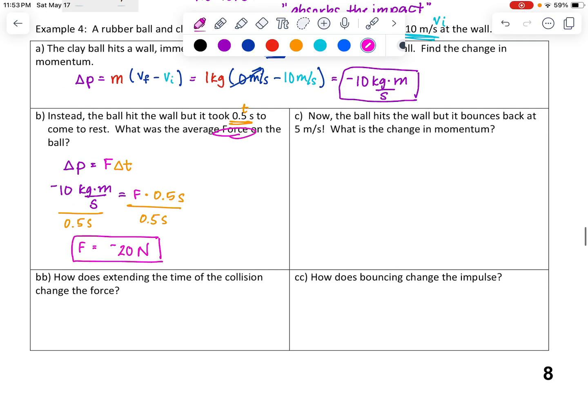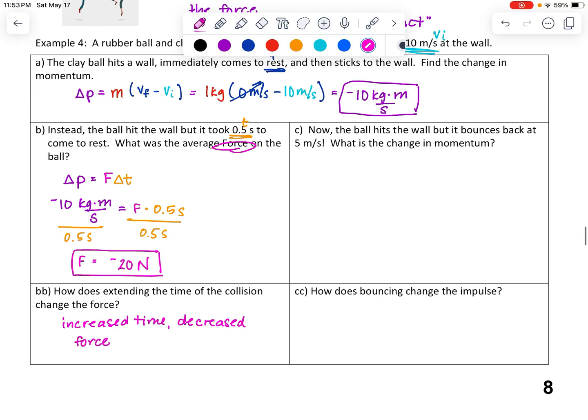Okay, how does extending the time of the collision change the force? Remember, increased time, decreased force.